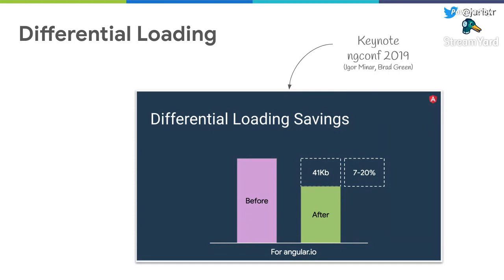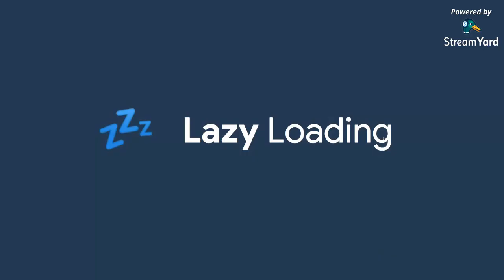For instance, on the Angular IO side, they were able to shave off between 7% and 20% of the overall bundle size. What happens there is that the Angular CLI compiles our application twice: once targeted for ES5, for all the browsers which need additional polyfills to be able to run our application, and one for ES2015 and onwards, which is for newer browsers. So we don't have to include all those polyfills which are not needed, and therefore the bundle size gets a lot smaller.